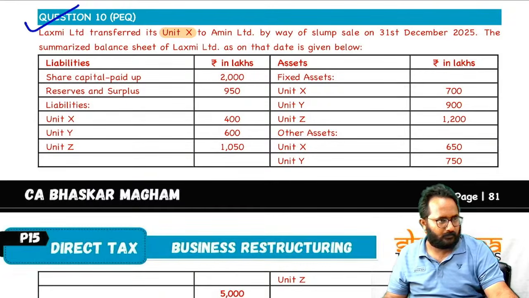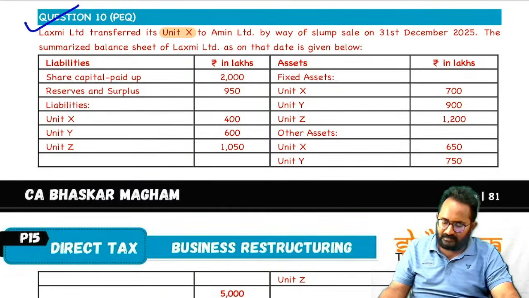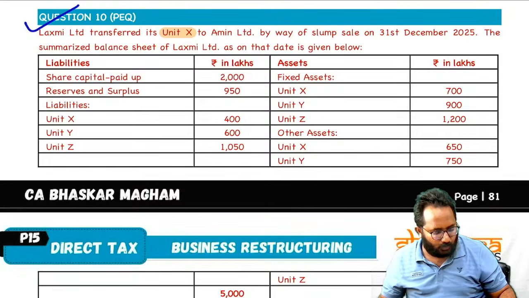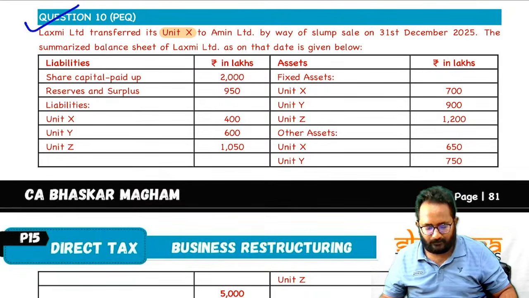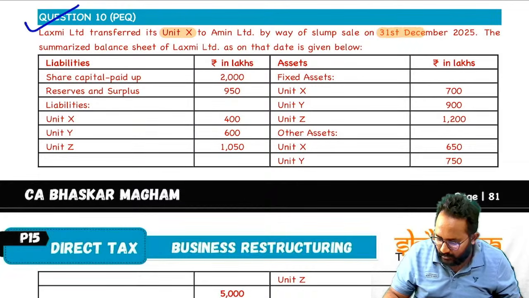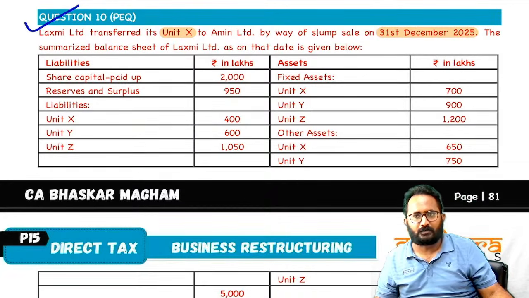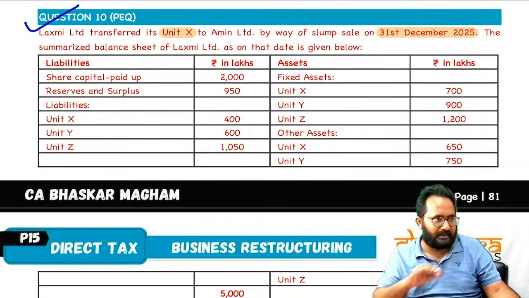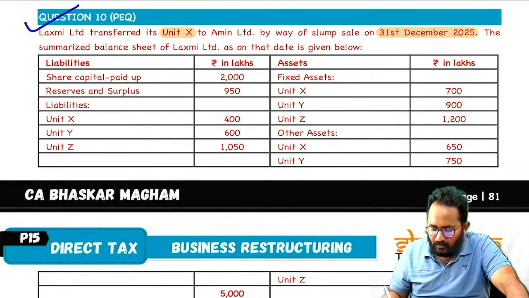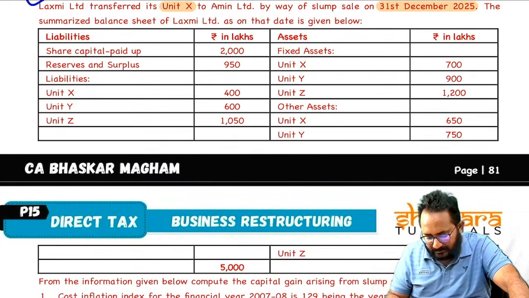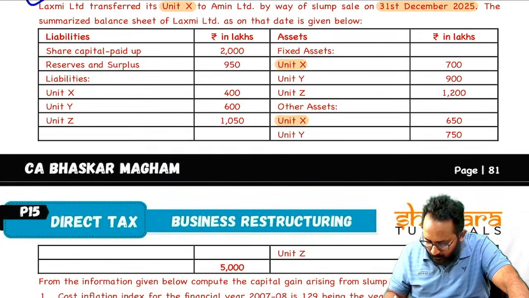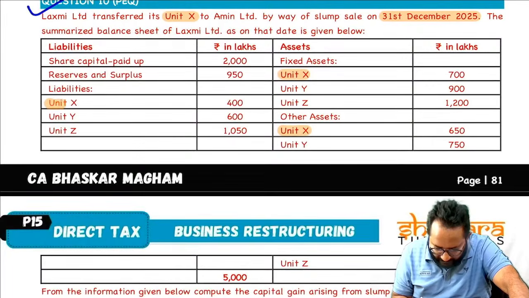Unit X. They have 3 units, and one unit they are transferring. That unit is X. The date is 31st December 2025. In this year only they did the slump sale. Sir, what unit do we transfer? All the things related to that unit I will highlight.